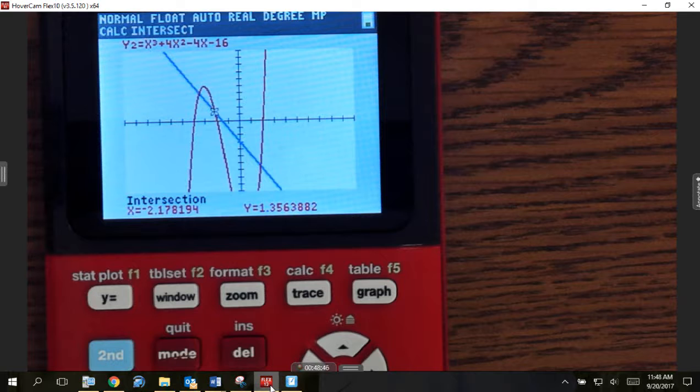Yes. And then you get negative 2.18, 1.36.